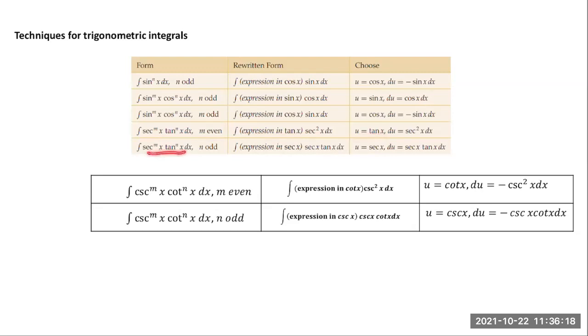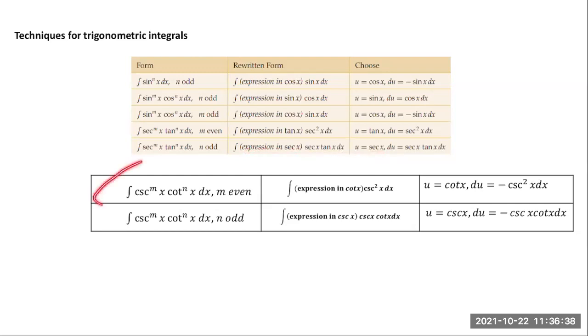And this is the next case. If you have secant mx tan nx with n is odd this time, then you need to write your original integration in this form, secant x tan x dx at last, and then the remaining thing in terms of secant x. Your substitution is going to be u is equal to secant x.